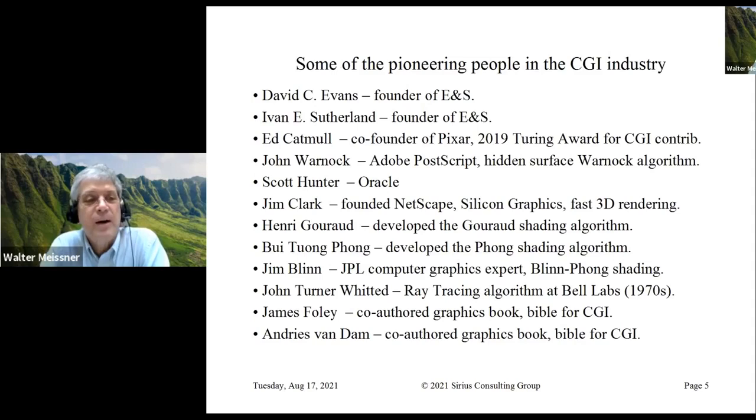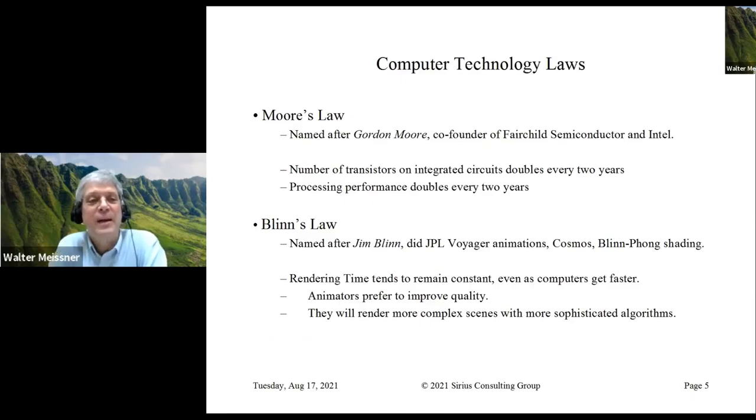Let me just mention about Jim Blinn. When our Jim Blinn joined the old guard, I was curious whether he was the Jim Blinn, and he assured me he was not. So anyway, let me just mention two technology laws.